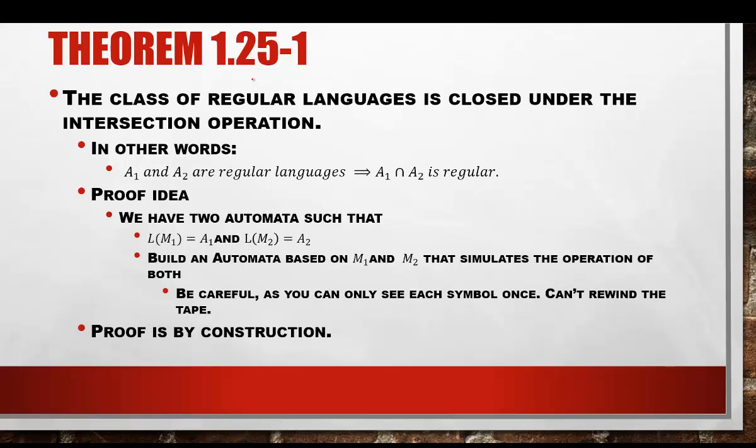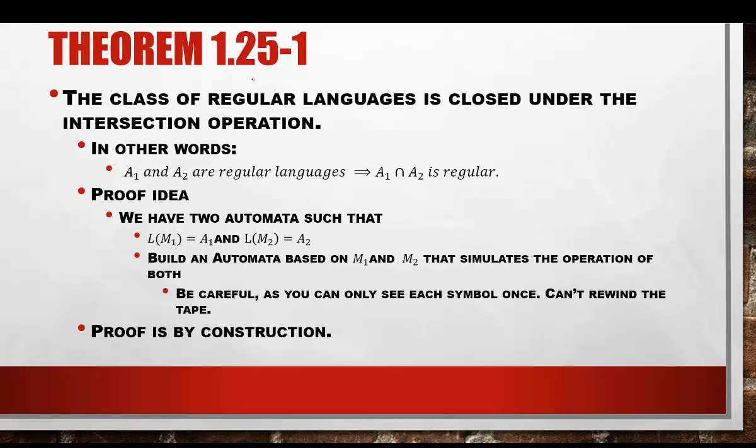This theorem, just like the previous one, is about closure, and it says that the class of regular languages is closed under the intersection operation. In other words, if you have two languages, A sub 1 and A sub 2, and both of these languages are regular, then the intersection of these two languages is a regular language.